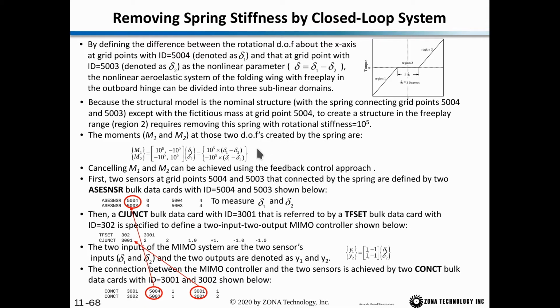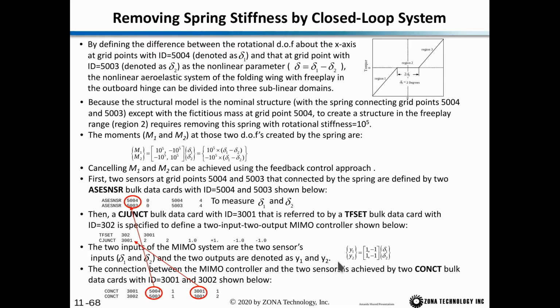So canceling M1 and M2 can be achieved using the feedback control approach. So once again, we have 2 sensors at grid points 5004 and 5003 that are connected by the spring, which are defined by the 2 ASC sensor cards. And then a C-junct is used that is referred to by the TF-CET bulk data card to define the 2 input, 2 output MIMO controller, as shown here. So the 2 inputs of the MIMO system are the 2 sensor inputs, and the 2 outputs are denoted as Y1 and Y2. And once again, the outputs Y1 and Y2 are identical.